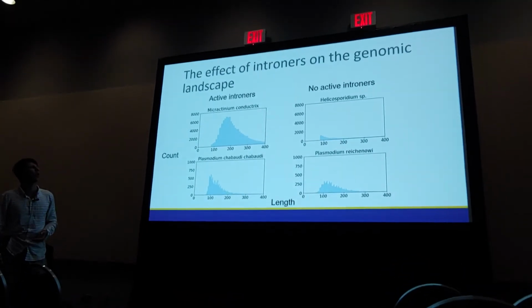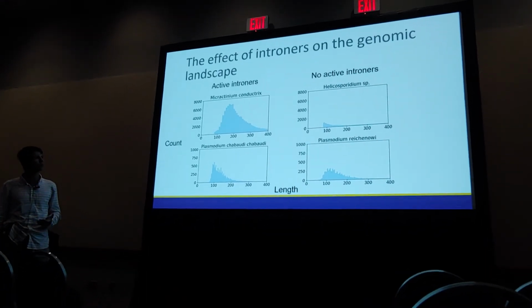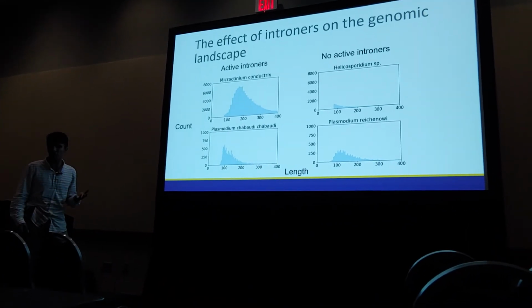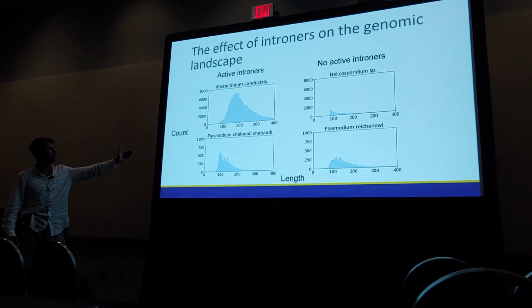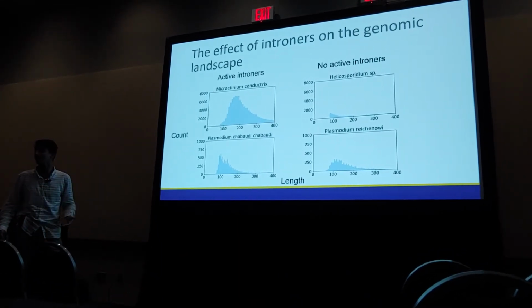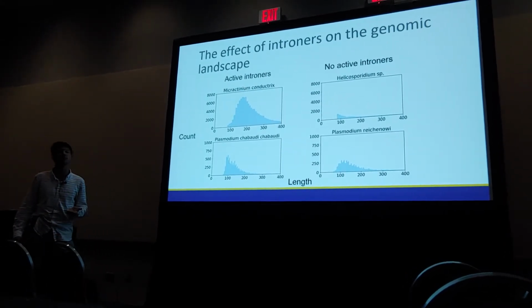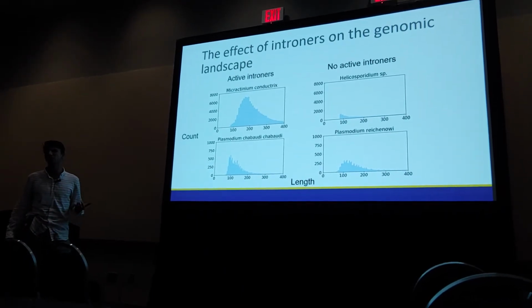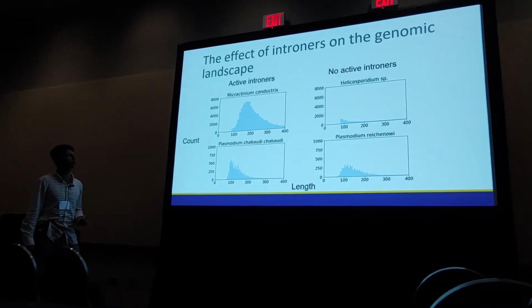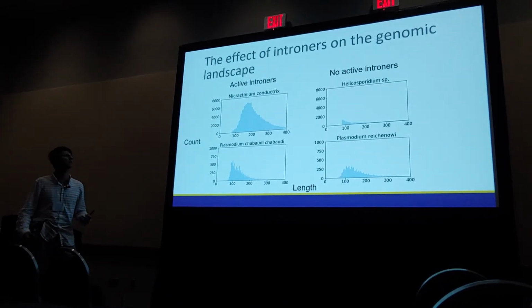Next, I just want to show how these introner elements can affect the genomic landscape. We're comparing the distribution of intron lengths across genomes. On the left, we have genomes that contain active introner elements, and on the right, we have genomes that do not contain active introner elements. And you can see that overall, the number of introns in these genomes differ. The ones containing active introners have more introns than the ones that don't.